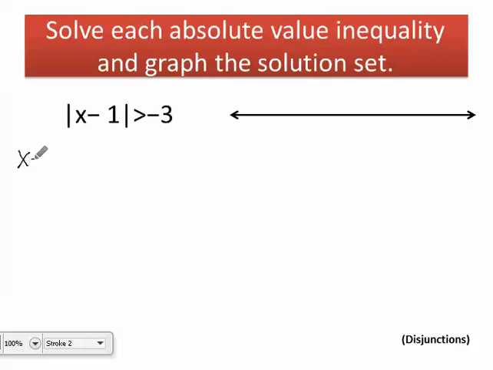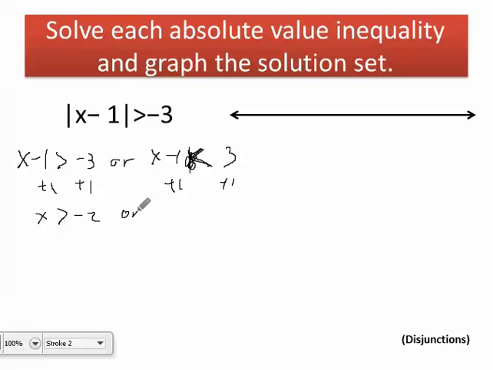So we get x minus 1 greater than negative 3, or x minus 1 less than 3. That was a minus 1, sorry. Minus 1. Okay, so I'm going to add 1 to both sides of this equation. And I got x is greater than negative 2, or x is less than 4.